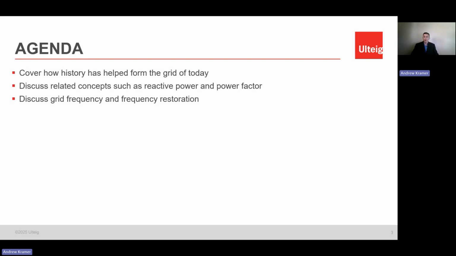So please pay attention to those particular points and let us know if you have any questions on it in the comments below. We'll also discuss grid frequency and frequency restoration. This is actually how the grid operates in terms of cycles. We'll talk a little bit about that. It's a little bit confusing if you've never seen it before, but I think we'll be able to break it down so everyone can follow along.